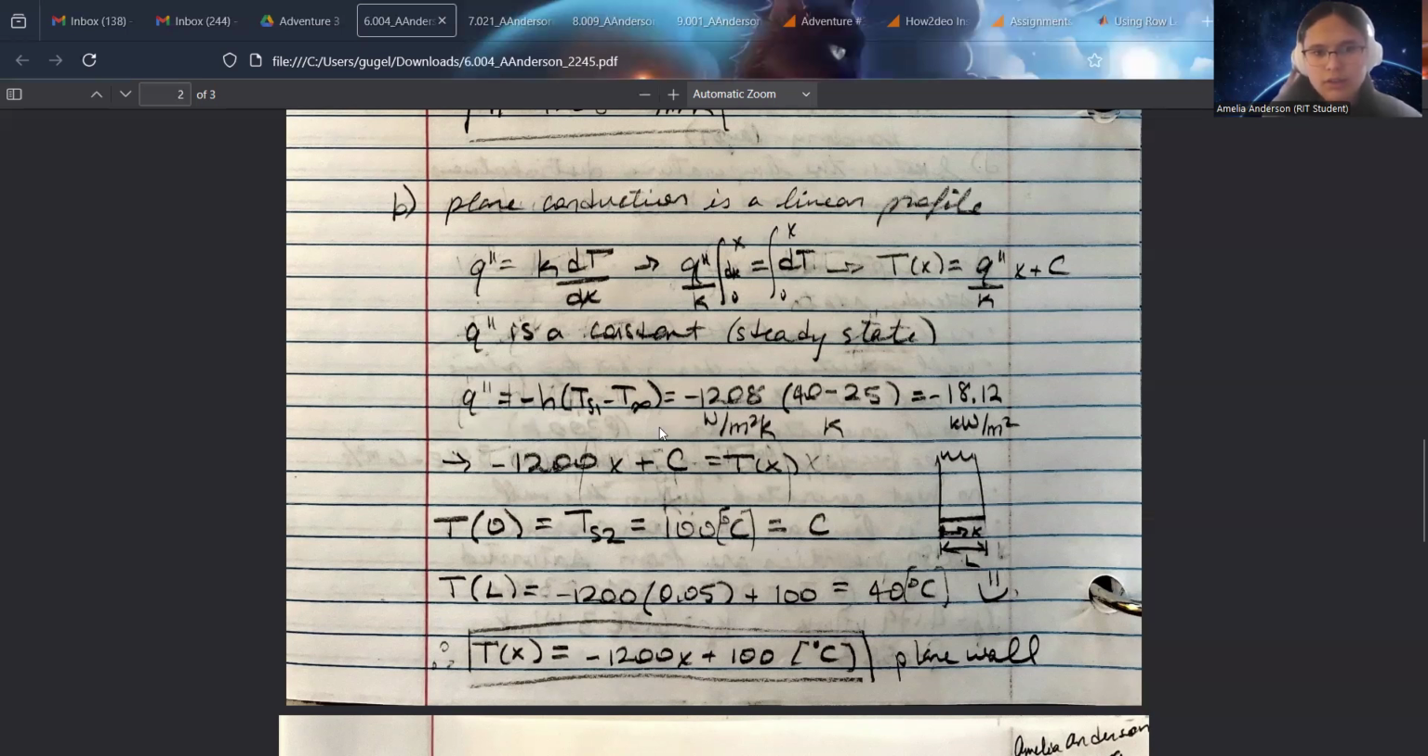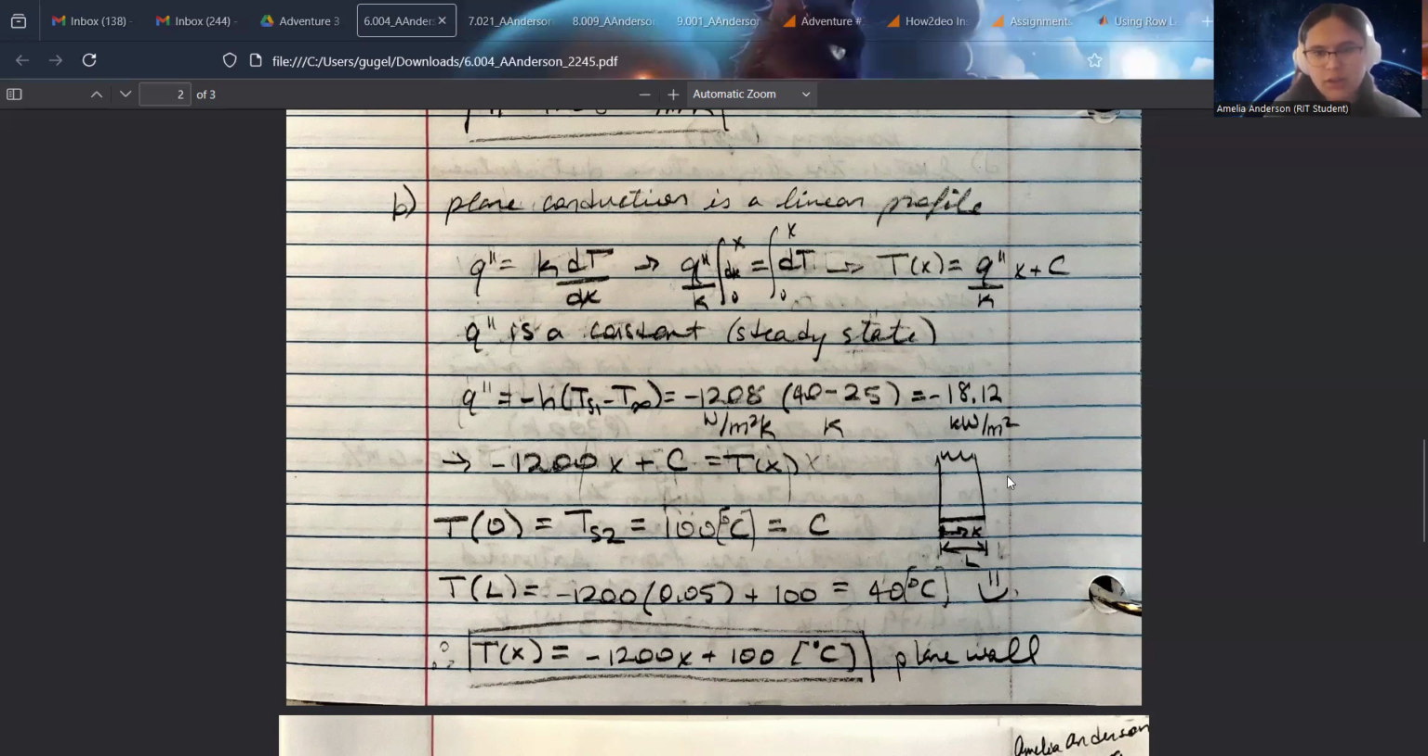From there, we can calculate a general heat flux across that surface. And with this equation here, because this is our Q double prime, we have T of x is equal to Q double prime divided by k times x plus C, because we integrated this from 0 to x. We have our condition at x equals 0, which should have been labeled T_s2.